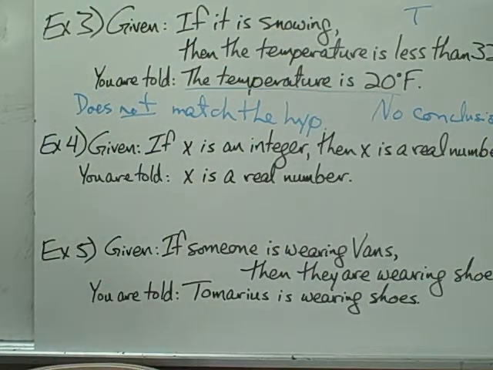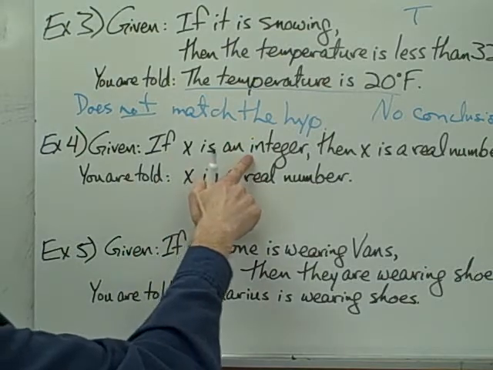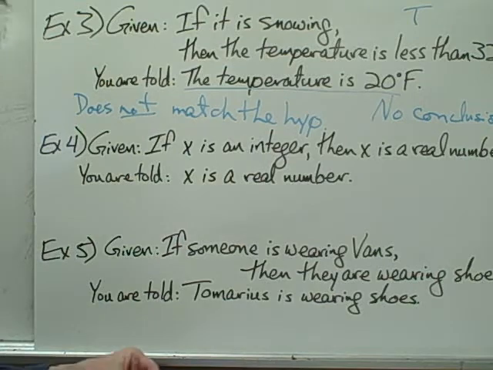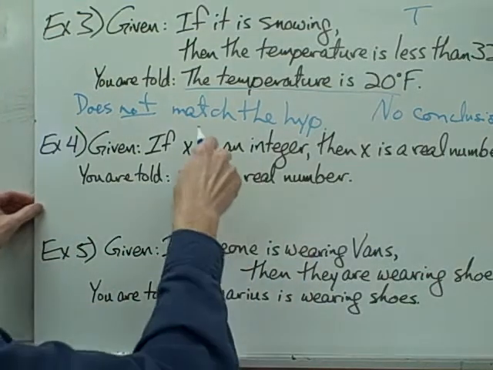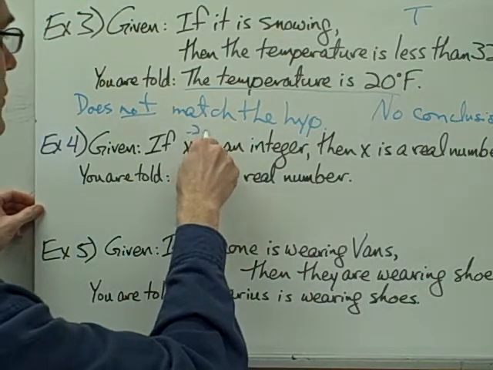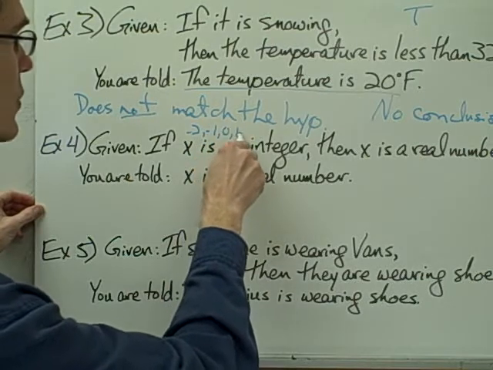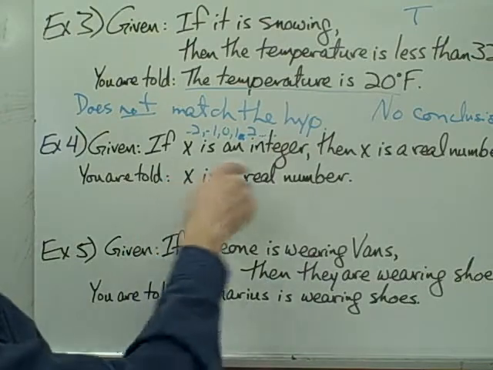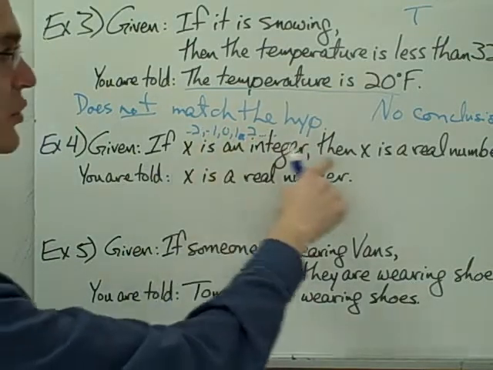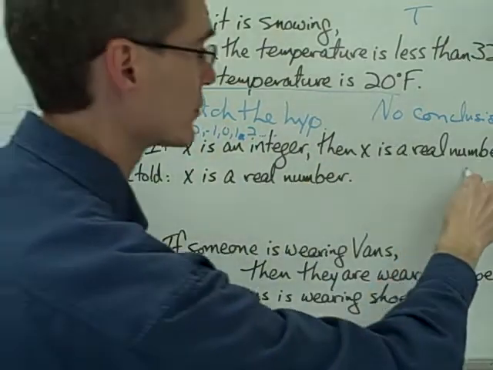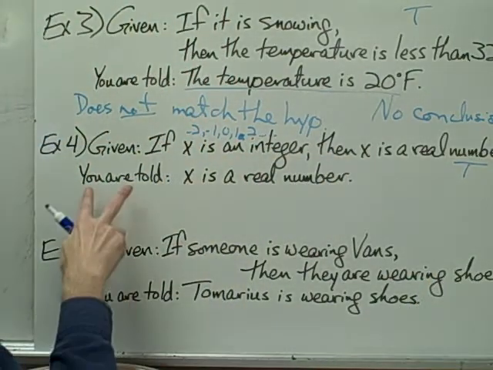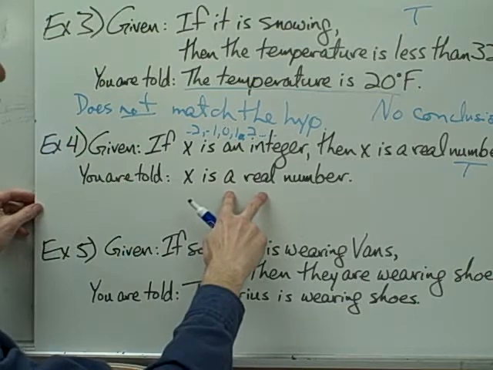Example number 4. If x is an integer, then x is a real number. Now you may recall that the integers are numbers like, say, -2, -1, 0, 1, 2, etc. Those are integers. So if x is an integer, then x is a real number. So that's a true statement. So I have a conditional statement that's true, and I'm told x is a real number.